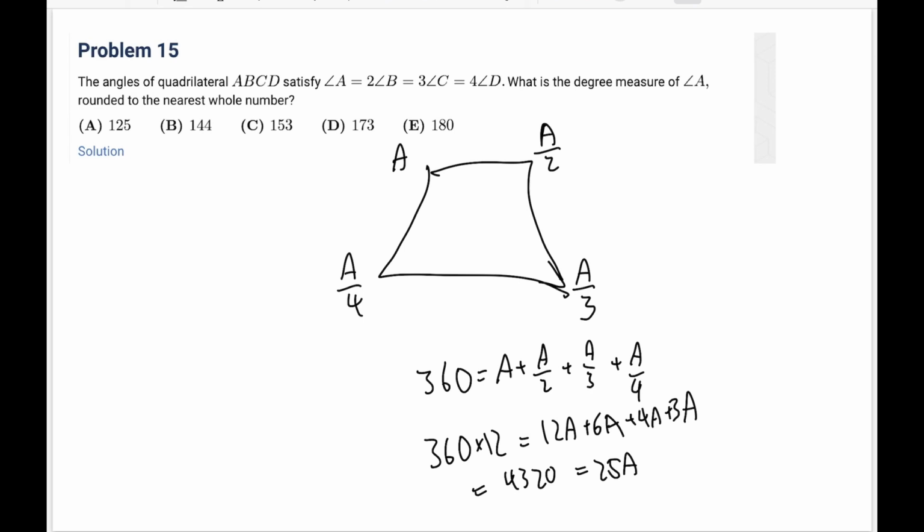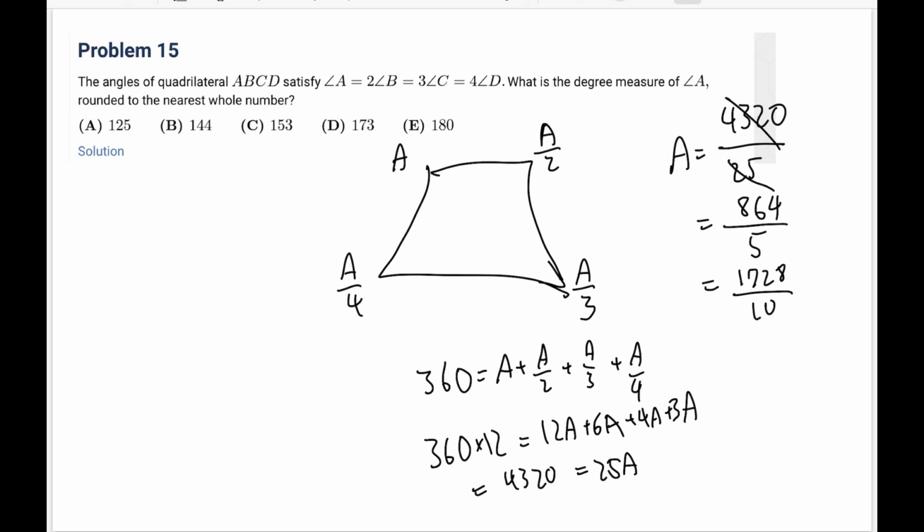So rounded to the nearest whole number, A equals 4,320 over 25. If we take the 5 out of here, then the numerator becomes 864. This is 1728 over 10, so it's 172.8, and to the nearest whole number, it's 173. 173, it's D.